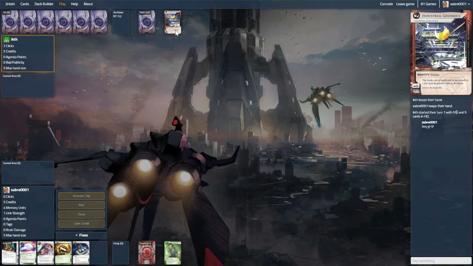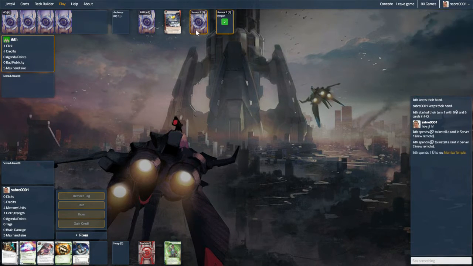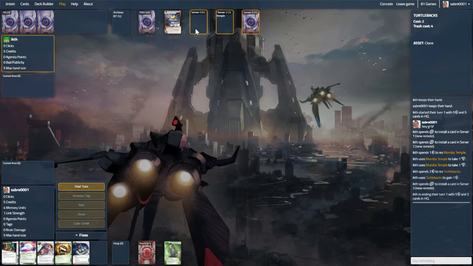So Industrial Genomics, not an ID we were expecting to see. But this is the start that we were pretty sure of. So there is the Mumba Temple and there is Turtlebacks. I think you just take the hit on the first Turtlebacks, you just install it, res it, and get your other two, but they got it for free. So now, what do we do?